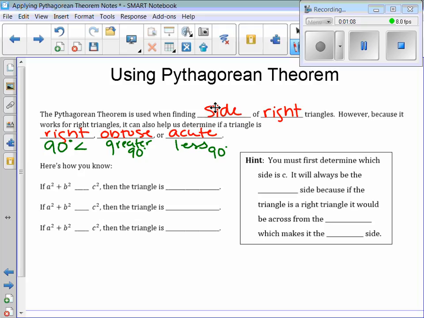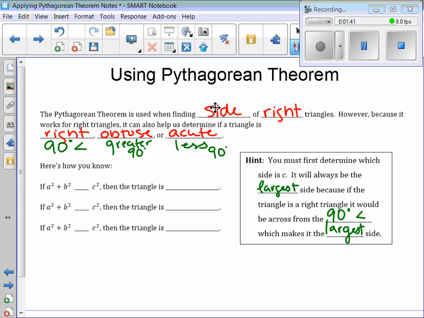So you must first determine which side is C. It will always be the largest side, because if the triangle is a right triangle, it would be across from the 90-degree angle, which would make it the largest side. So what that's stating is biggest angle, biggest side, smallest angle, smallest side. That's going back to your triangle properties.